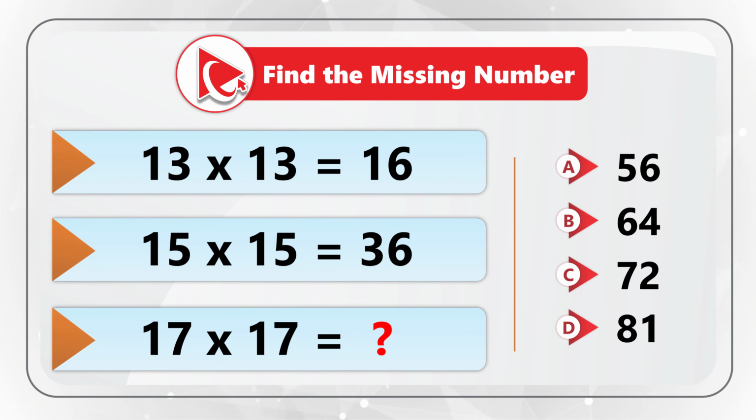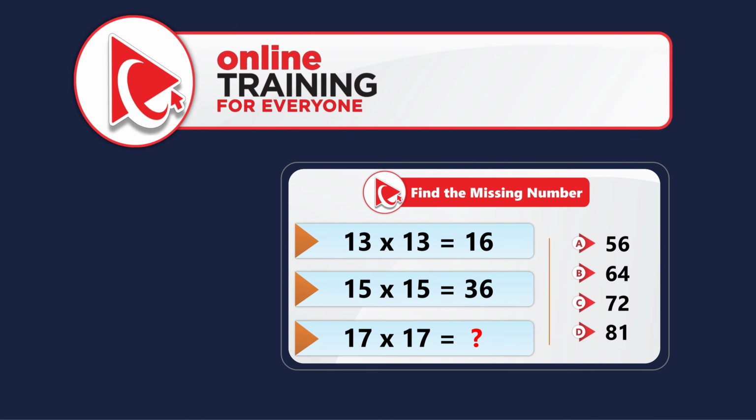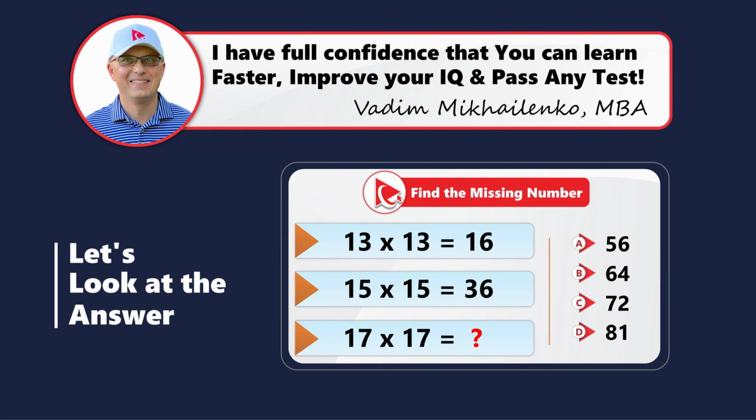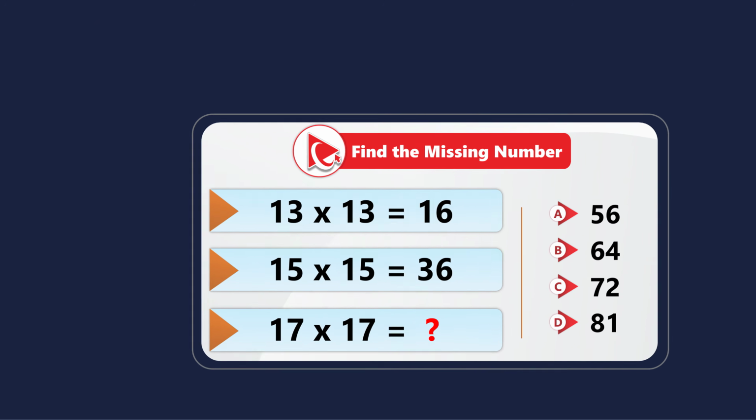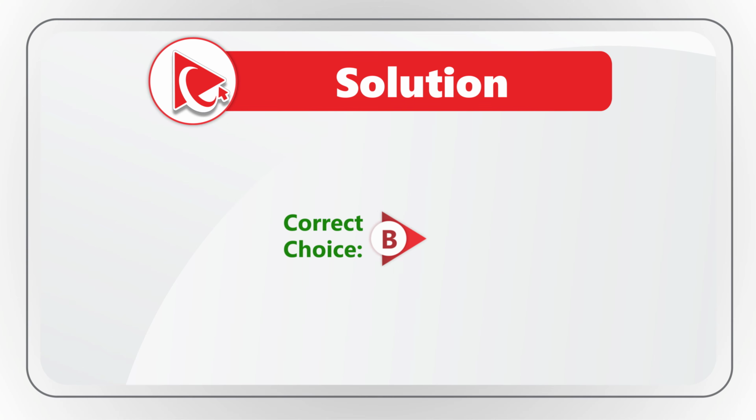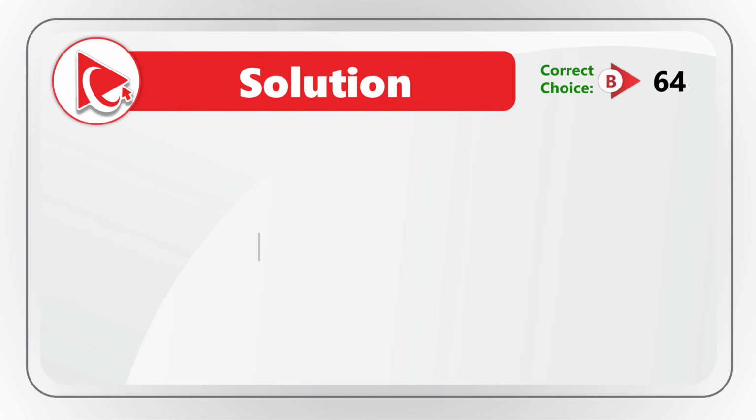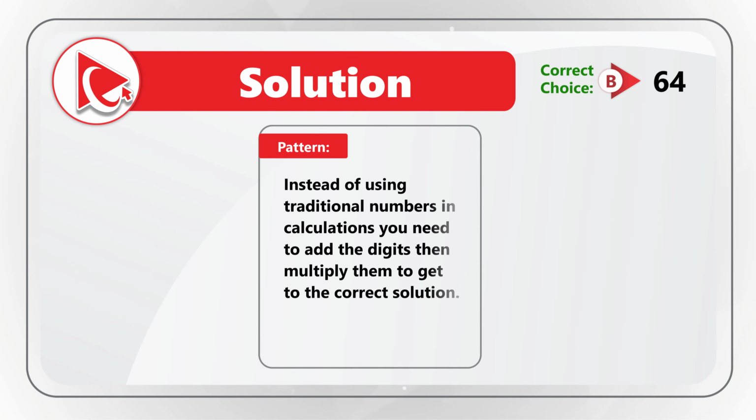Take a close look, maybe pause this video to see if you can come up with the answer. Did you figure it out? The answer is so simple, so when you learn it, you'll be very surprised. Because the correct answer, choice B, 64, is calculated very easily. The pattern here is that instead of using traditional numbers in calculations, you need to add the digits and then multiply them to get to the correct solution.